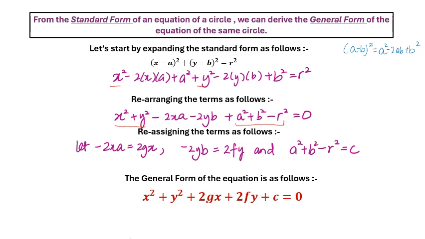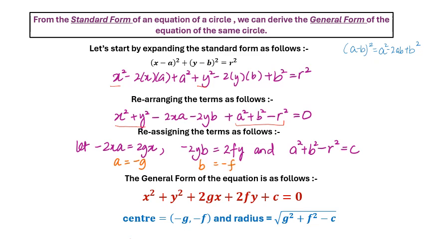So we have to go back to the earlier reassignment, where we have negative 2xa equals 2gx. From there, if you divide negative 2x on both sides, you end up getting a equals negative g. And likewise, for negative 2yb equals 2fy, you divide by negative 2y on both sides, you get b equals negative f.